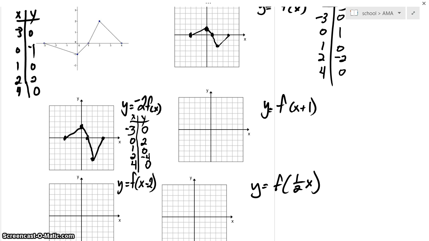Let's take a look at y equals f of x plus 1. For the first time in this video at least, you're seeing that the arithmetic involved is applied to the x. You can see the plus 1 is directly next to the f of x, to the x itself.